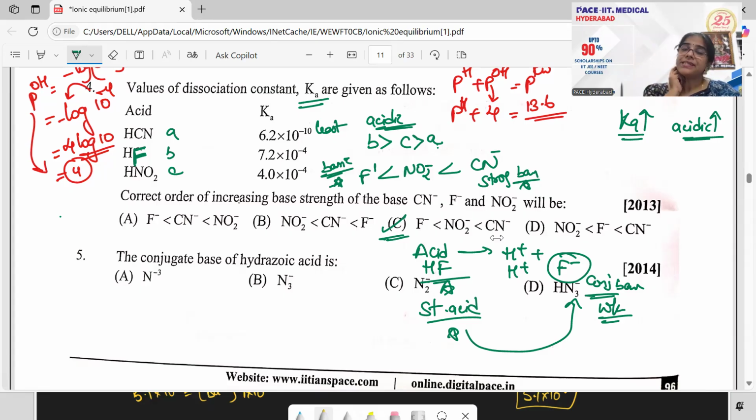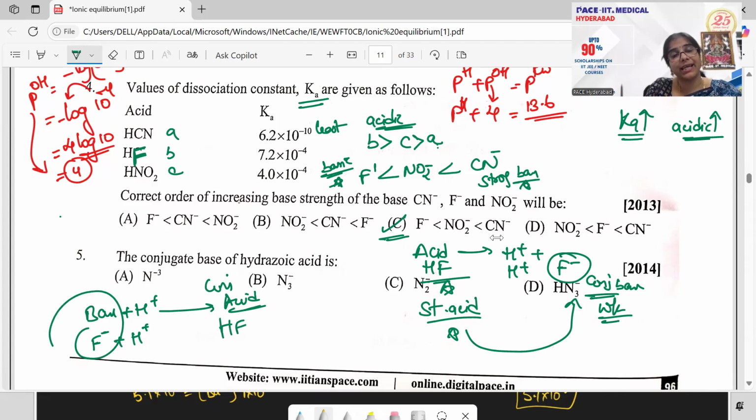Or Kb values. Similarly, if you have Kb values given to you, the more the Kb value, the stronger the base. And what does a base do? A base accepts H plus ions to become a conjugate acid. If I talk about F minus as a base, F minus accepts H plus and then becomes HF. So if my base is a strong base, then the acid formed will be a weak acid. So it is reversed. Remember this part.